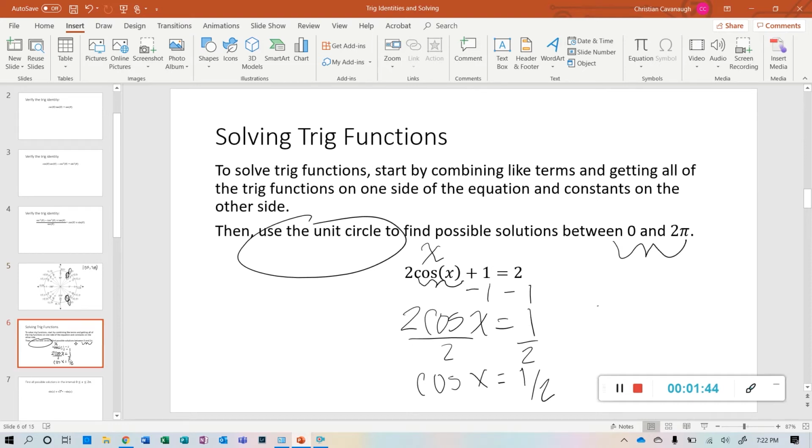We know now this works, where x is pi over 3, and that's an and sign, 5 pi over 3. And that would be our answer.